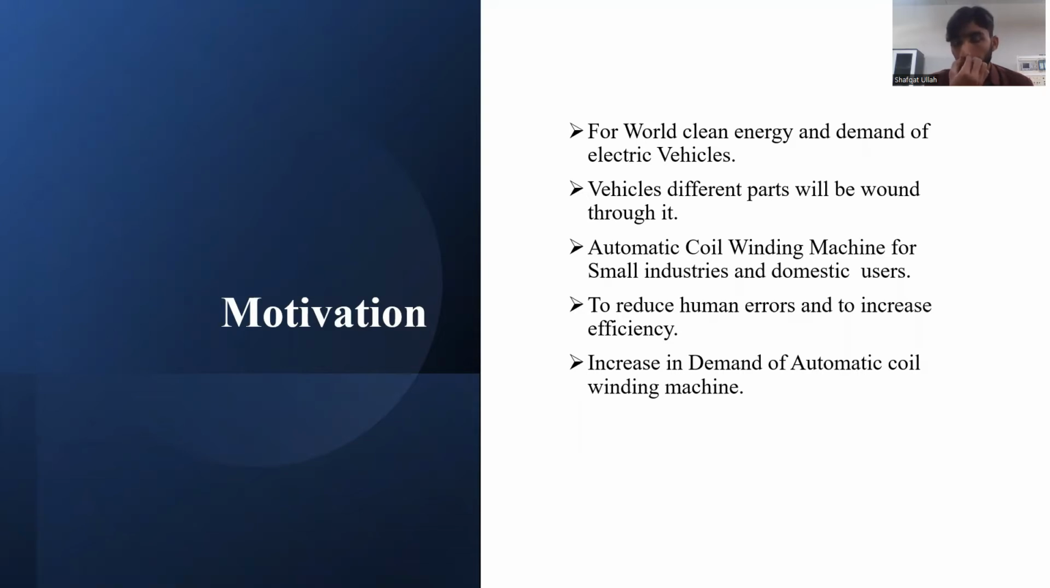We see in our daily life that there are electricians who are winding coils by hand, so there will be chances of human error. We are going to reduce it by using motors, and by doing that its efficiency will be increased. There is an increase in demand for automatic coil winding machines. In the future, the world is moving towards automation, so there will be heavy demand for automatic coil winding machines in the near future.